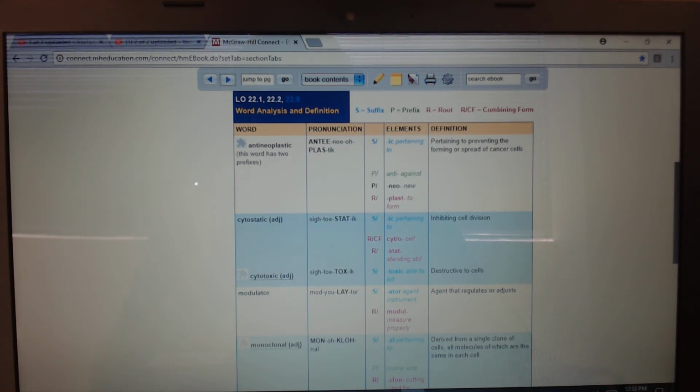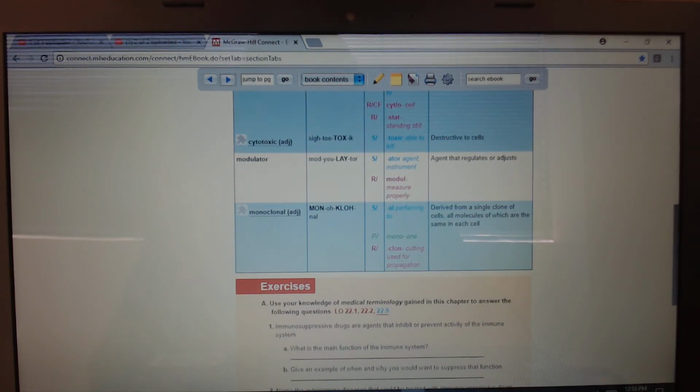Cytostatic is inhibiting cell division. Cyte is cell. Stat means to stand still. Cytotoxic is destructive to cells. Modulator, modul means measure properly, an agent that regulates or adjusts. Monoclonal, clone means cutting or used for propagation.